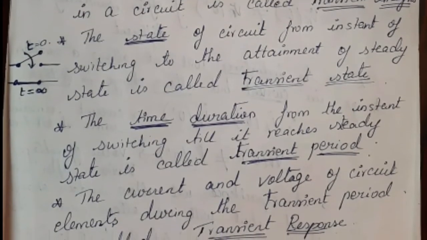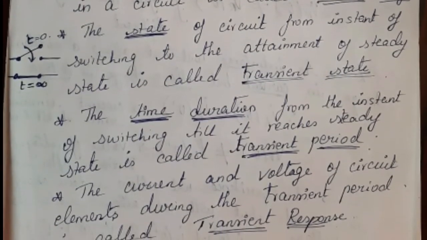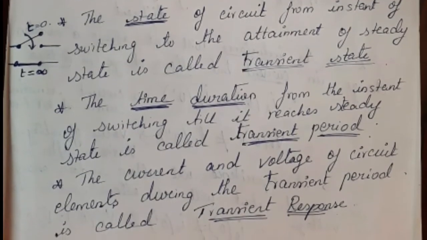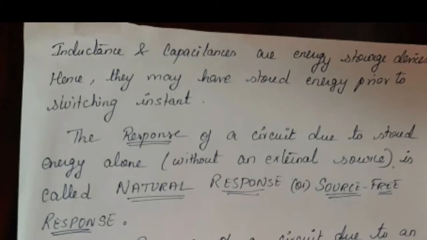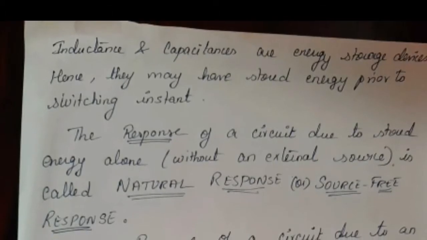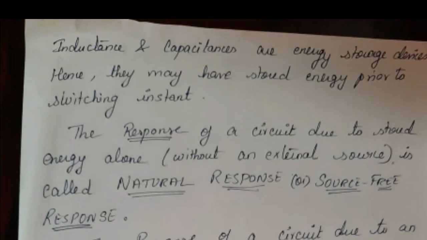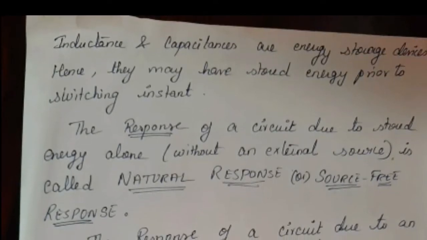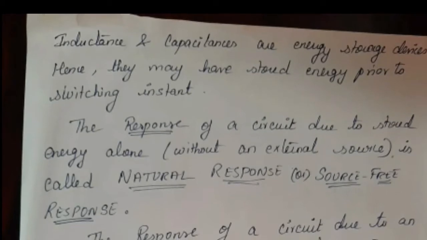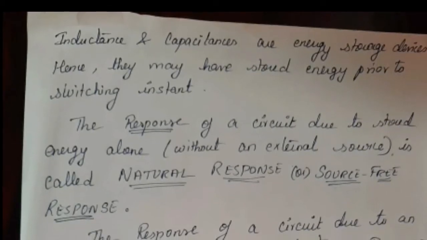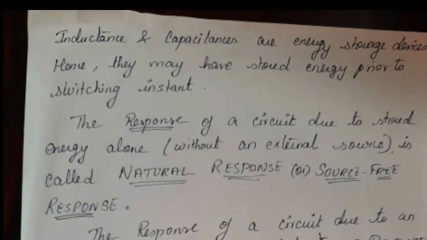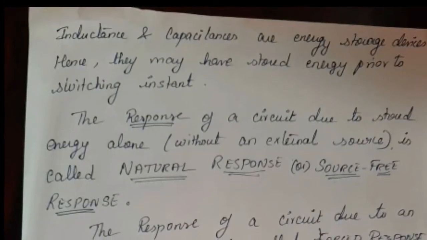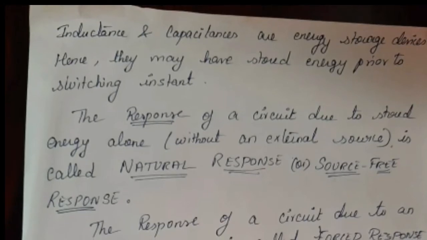The response of the circuit, that is the current and the voltage of the circuit element during the transient period, is called the transient response. Any electrical circuit will have mainly three elements. They are resistor, inductor and capacitor. Inductor and capacitor are energy storage devices and hence they may have stored energy prior to the switching instant. That is, if we use an inductor or capacitor which is already charged in a circuit, we must consider that extra voltage in the circuit.